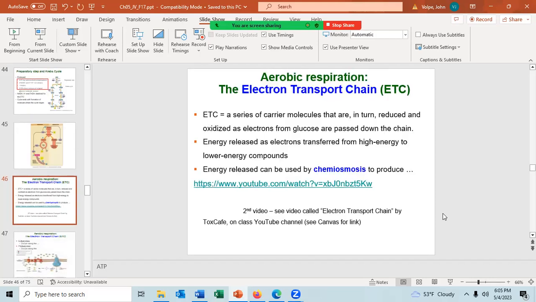In the electron transport chain, we now make a lot of ATP. The electron transport chain, often abbreviated ETC, is a series of carrier molecules that are in turn reduced and oxidized as the electrons flow from glucose to, well, eventually they'll flow to oxygen, but the electrons flow from one molecule to another. And the electrons in the Krebs cycle and glycolysis flow to NADH or FADH2, and then they carry it to the electron transport chain.